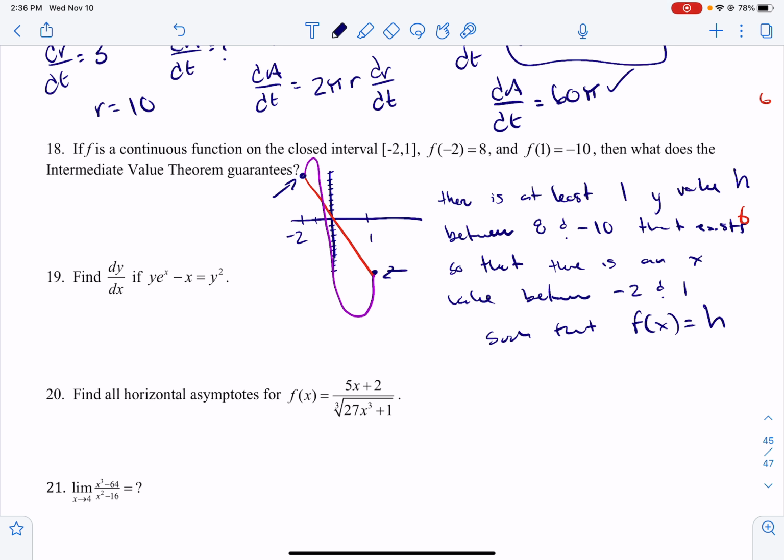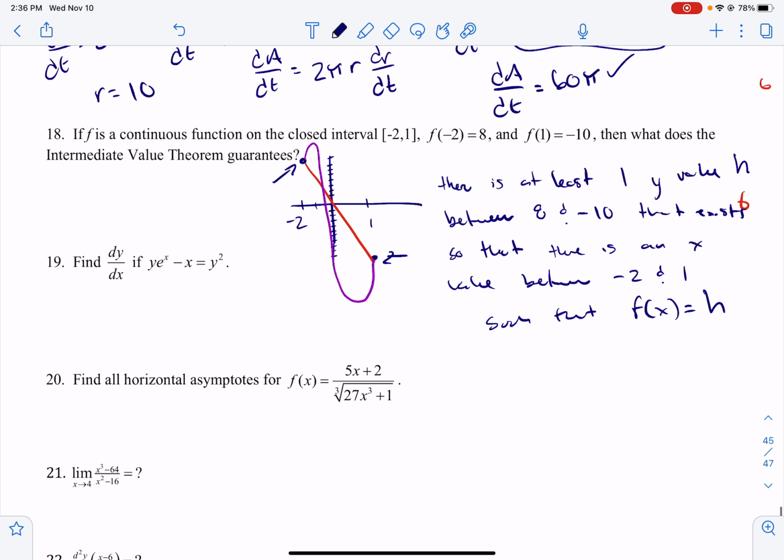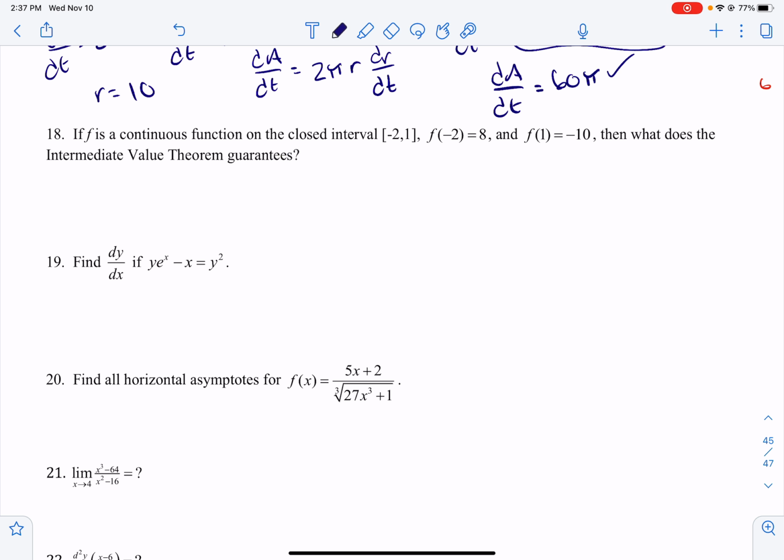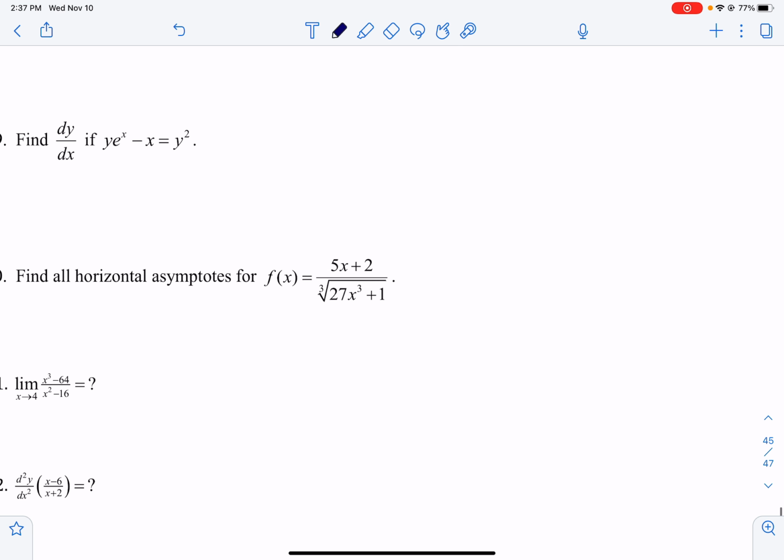Number 19. Find the derivative if y e to the x minus x equals y squared. Oh, not just find the derivative, it wants dy/dx. Okay, this will be a good one. We don't have to think too much, we don't have to problem solve, we can just take the derivative.